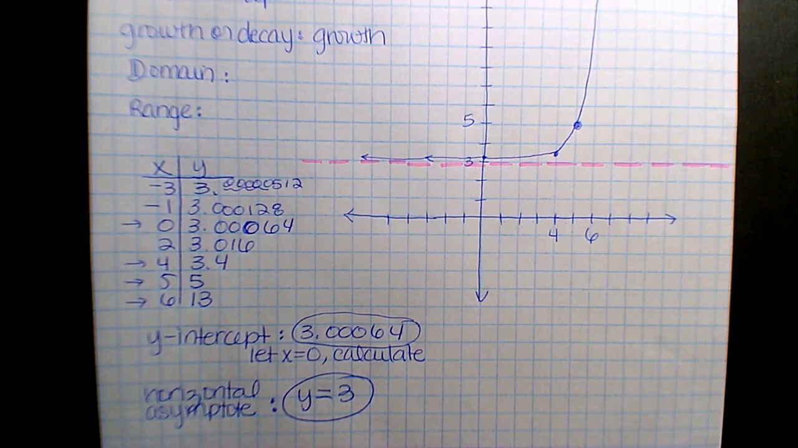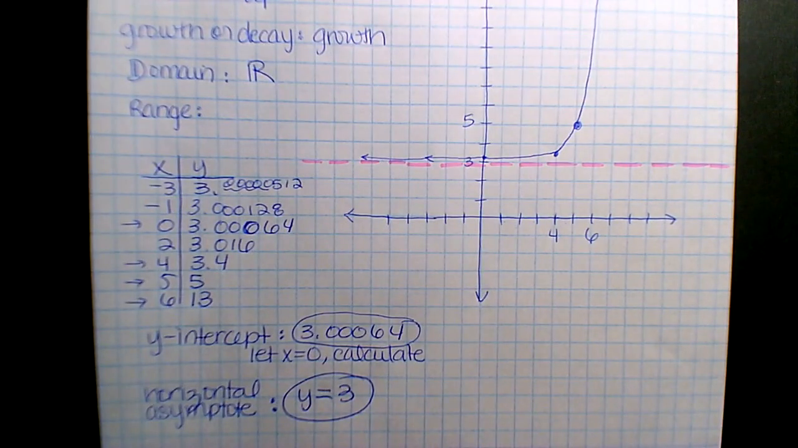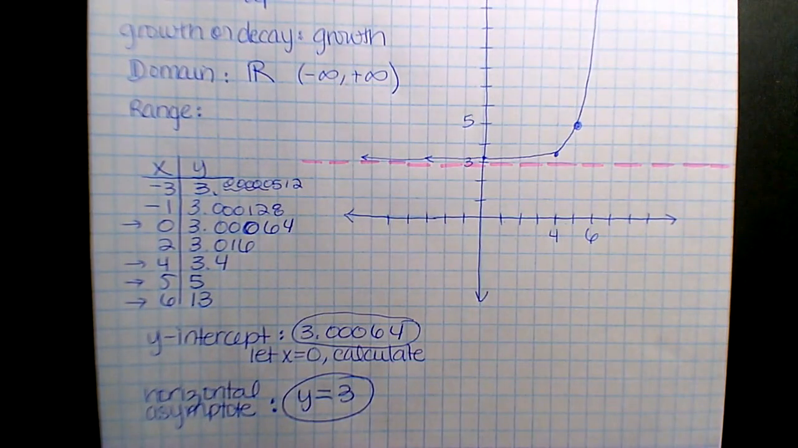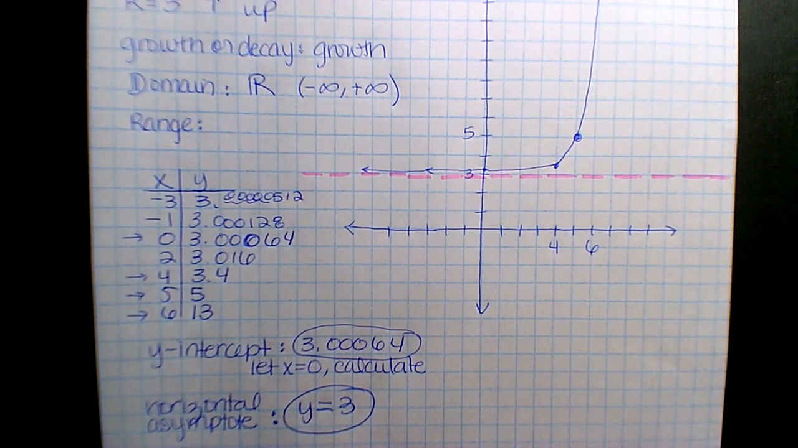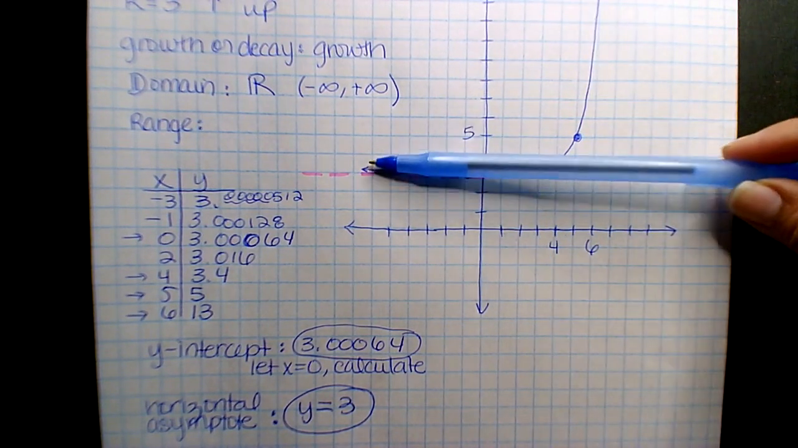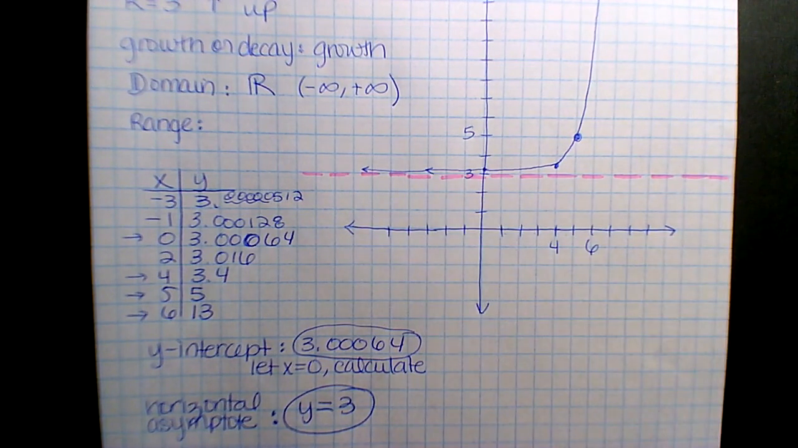Oh, just because I have you, what's the domain? Any restrictions on domain? None. Exponential function. Okay, so all reals, you could do your double-struck R, or you could write negative infinity to positive infinity, parentheses, not brackets. What's my range? The function only exists in quadrant 1 and 2, above the pink dashed line. It does not exist below the asymptote.